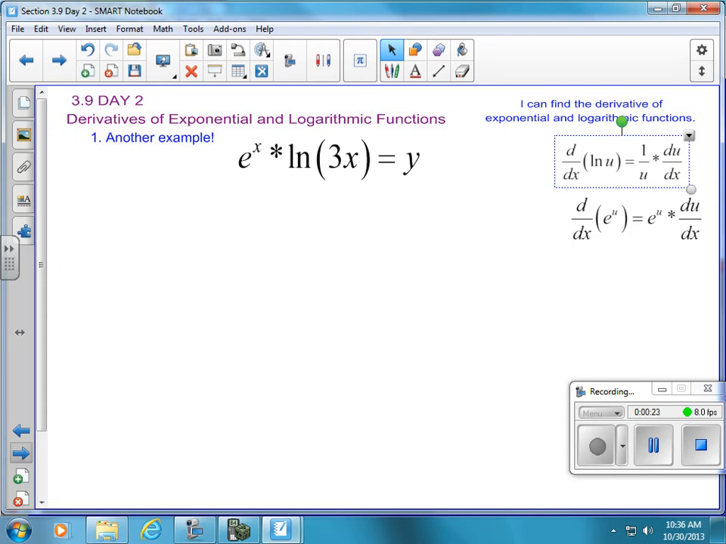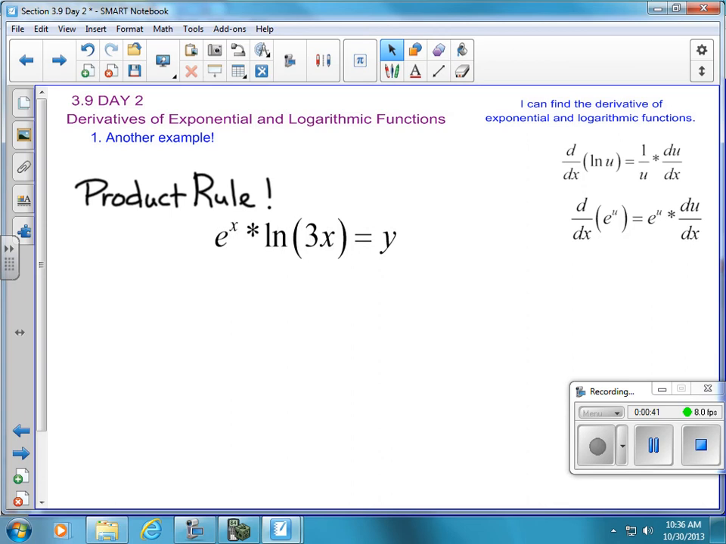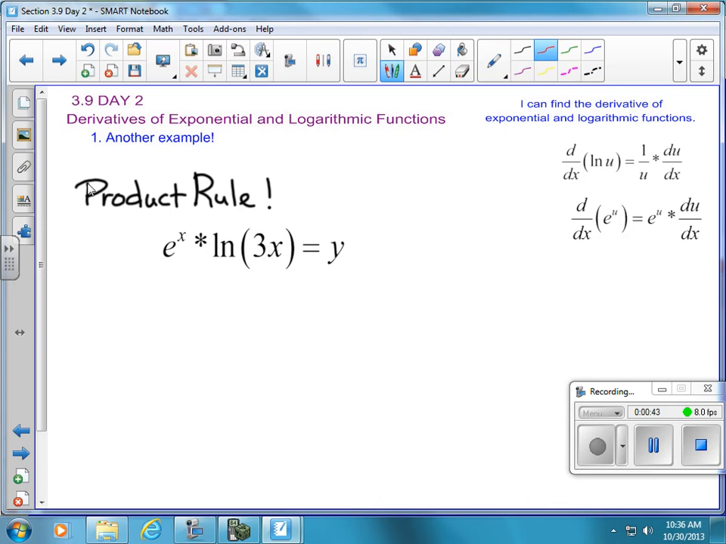So this first problem is an example of an e function times a natural log function. And since we have a function times a function, you should always think product rule. Function times a function, product rule, and then an exclamation point. Okay, so we're going to make u equal to e to the x and v equal to the ln of 3x. So u is e to the x, v is ln 3x.